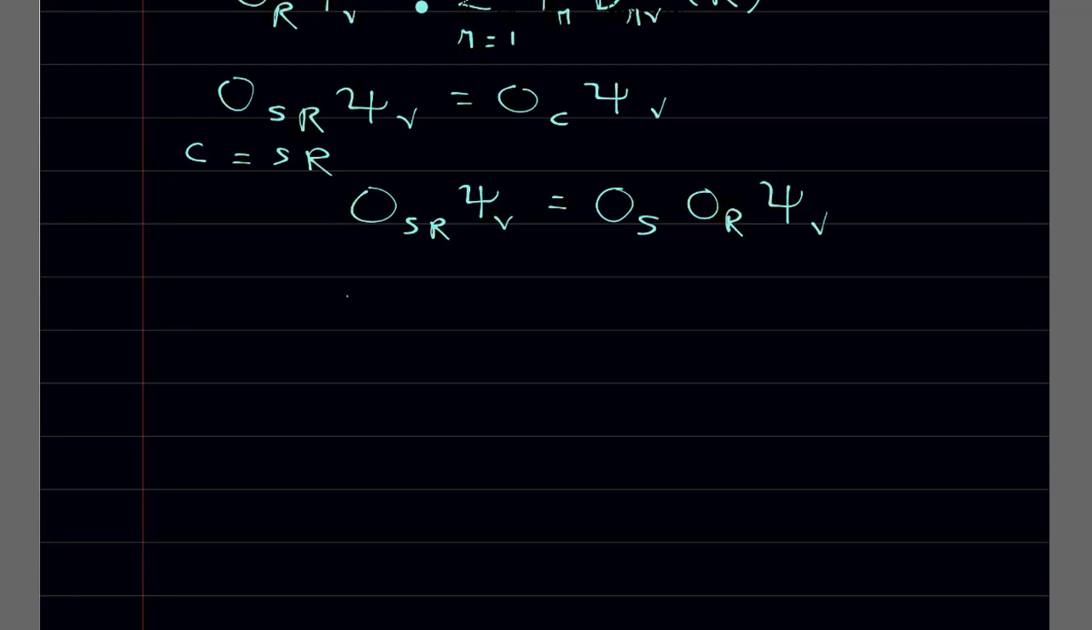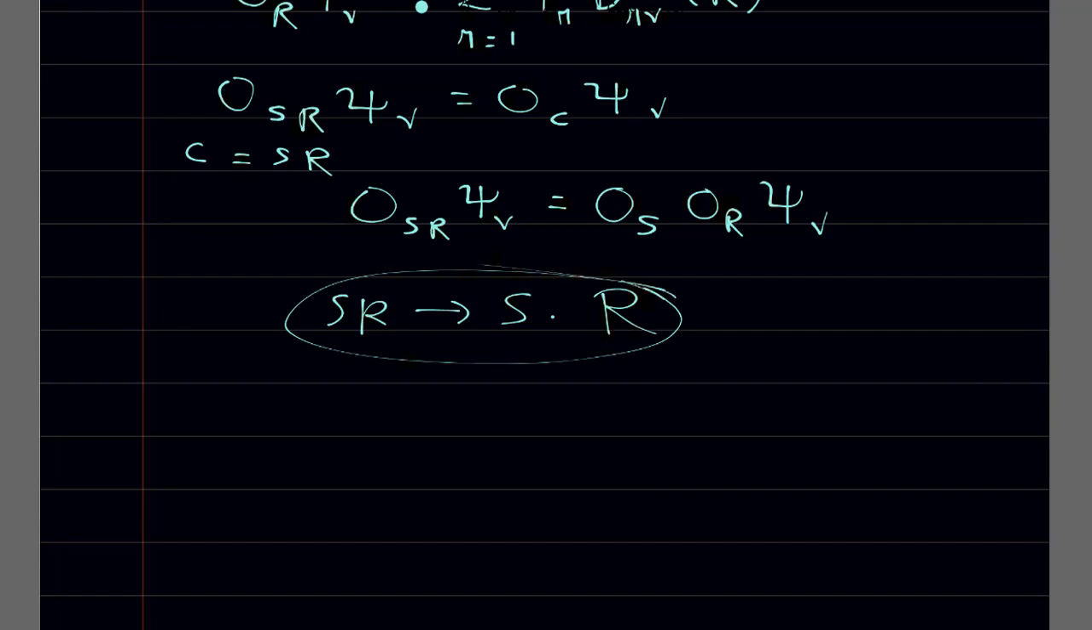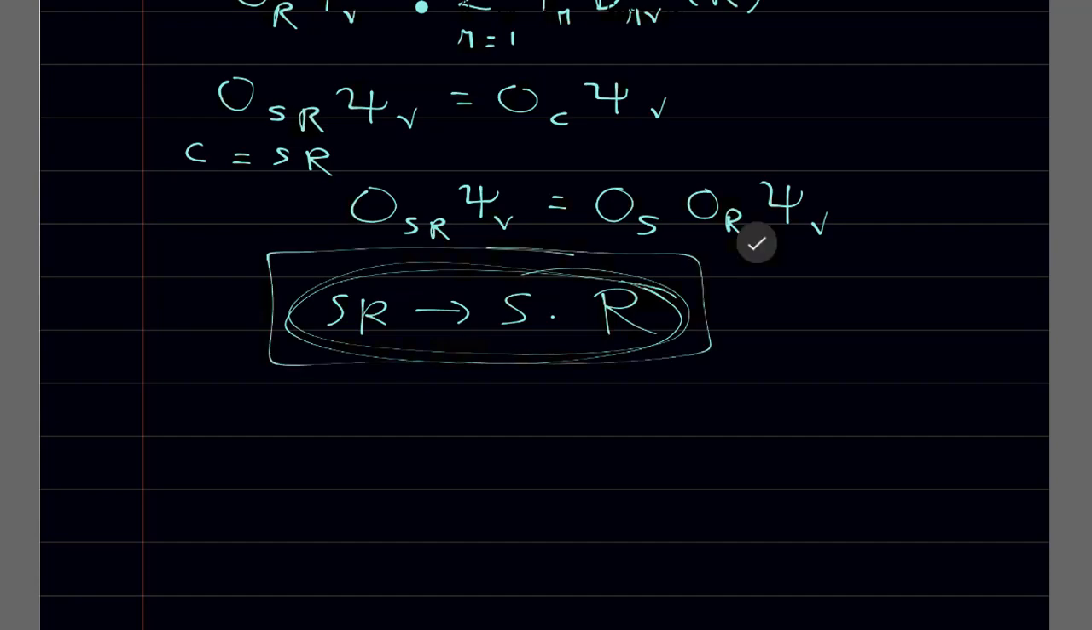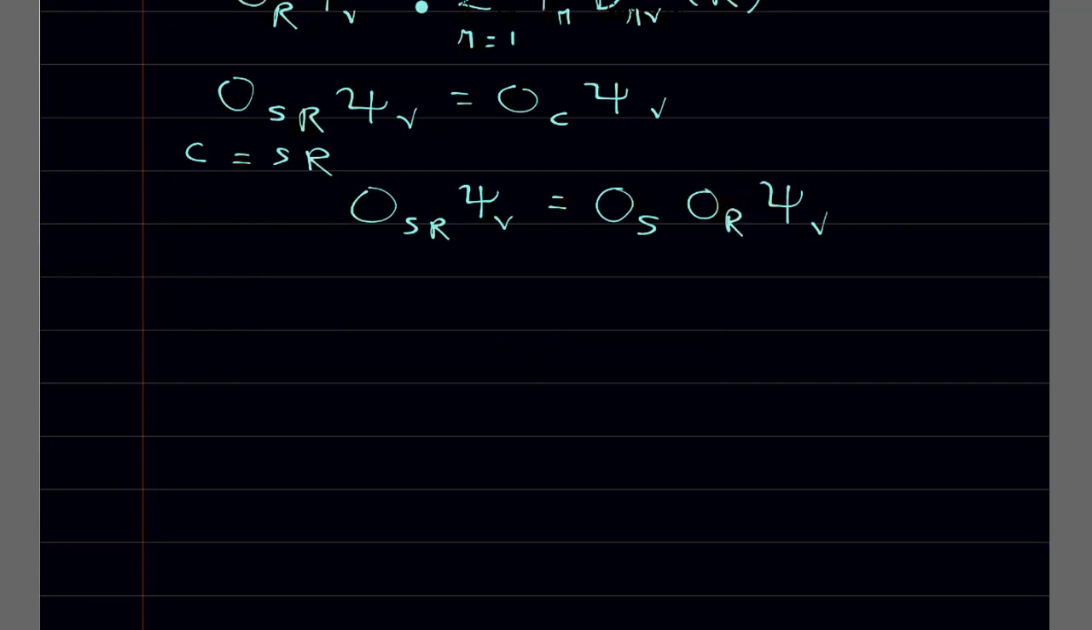Okay, so if SR belongs to the group, then I can write S and R and multiply them separately, and they all belong to the same group. Okay, I have already shown this. Let me remove it. So now, since I already know this, I can do one more thing.